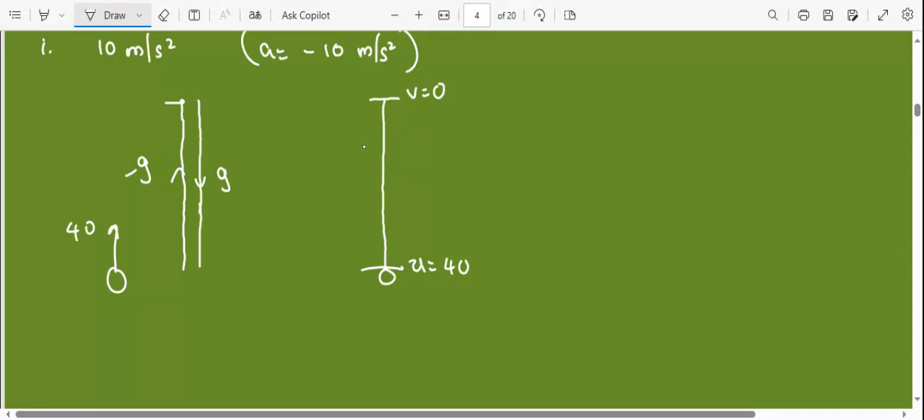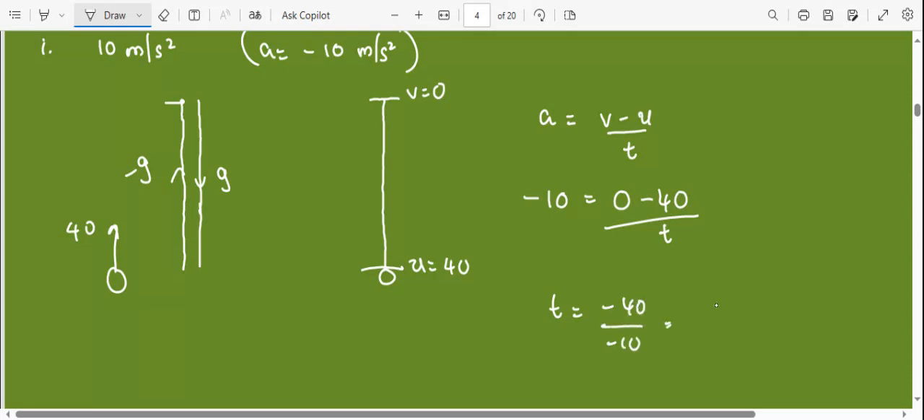So the time taken to reach its maximum height, you have to find the time taken for this motion, right? Acceleration equals v minus u divided by t. We know the acceleration here is a deceleration, so you have to use minus 10. Final speed is 0, initial speed is 40, divided by t. You can cross multiply and divide by t, so you can finally find t as minus 40 divided by minus 10. So the answer is coming as 4 seconds.